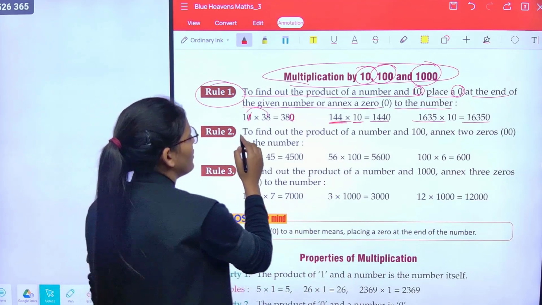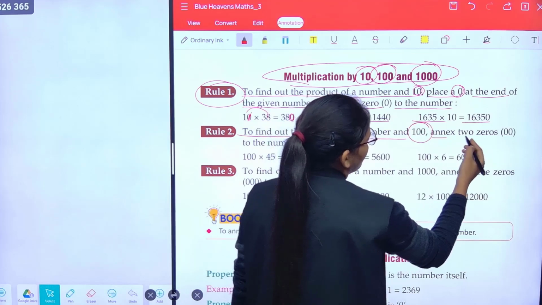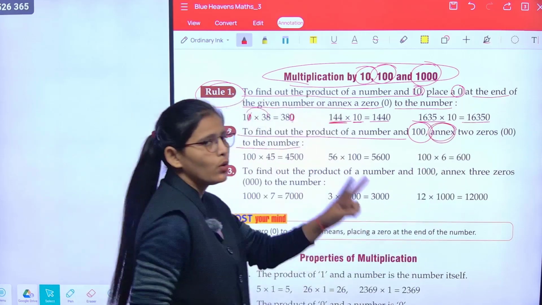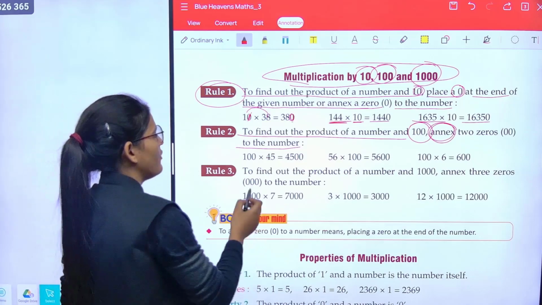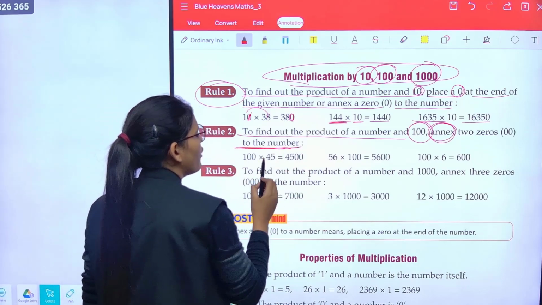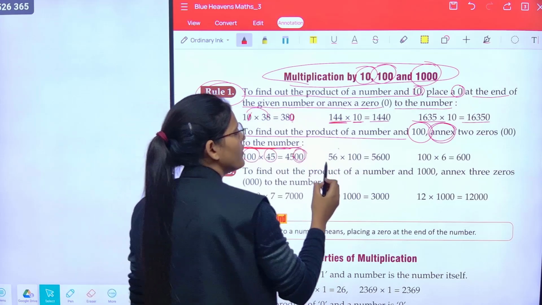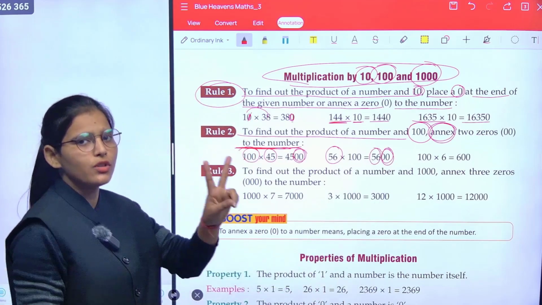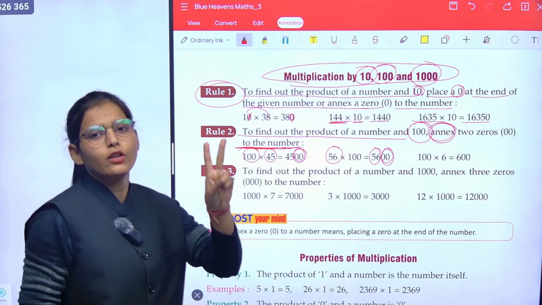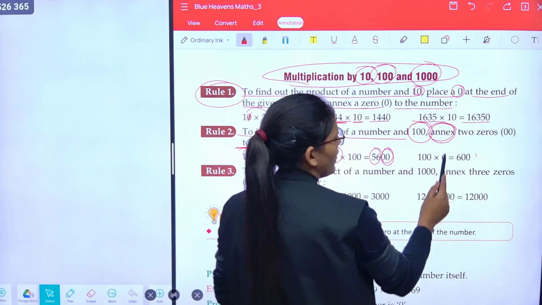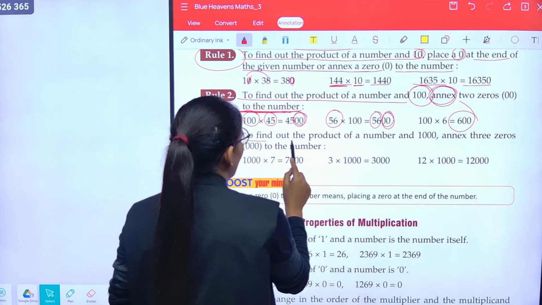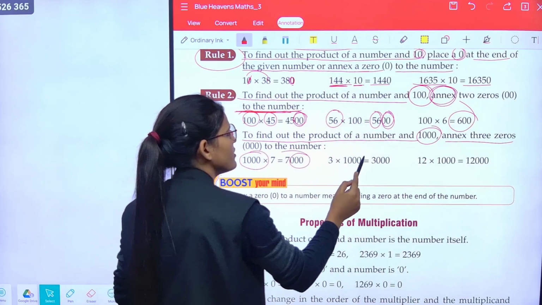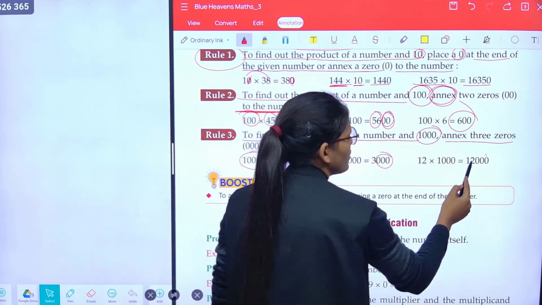To find the product of a number and 100, annex 2 zeros to the number. Annex means class, आपको उस नंबर के पीछे 2 zeros लगानी है, at the back side of the number. अब 45 के पीछे हम क्या लगा देंगे, 2 zeros. Annex means हमें उस डिजिट के पीछे zeros लगानी है. अगर 10 है तो हम 1 zero, 100 है तो 2 zeros, 1000 है तो 3 zeros. To find the product of a number and 1000, annex 3 zeros. Now 3000, 12,000. Understood class?